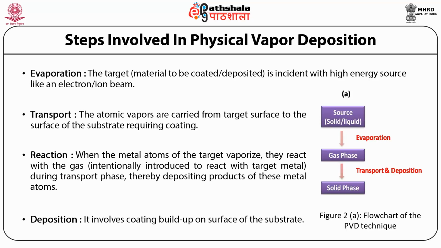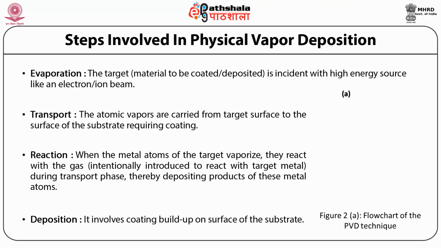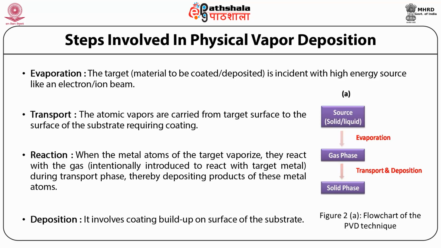Figure 2a shows the flow chart of the physical vapor deposition technique where we can see the source, either in solid or liquid phase, is evaporated to convert into gas phase, then in the gas phase they are transported and deposited onto the substrate to convert into solid phase.